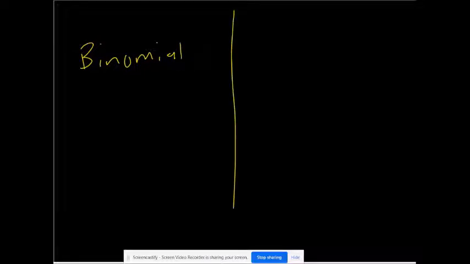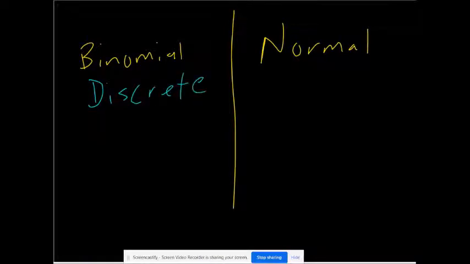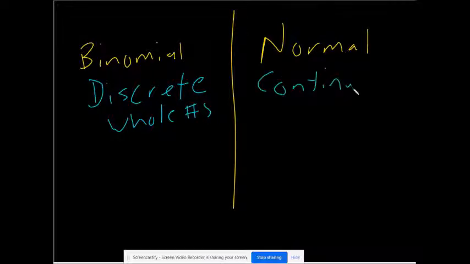Alright, so we've learned about two kinds of distributions. We have the binomial distribution, and we've also learned about the normal distribution. So some differences. The binomial distribution involves discrete variables. Discrete variables are ones that are whole numbers. And then with the normal distribution, it's what we call continuous. So that can be fractions and decimals.